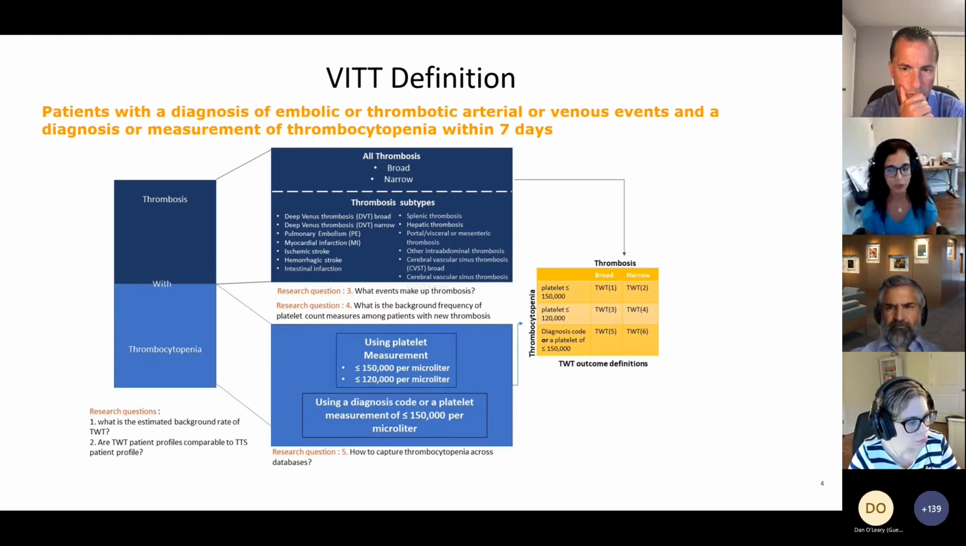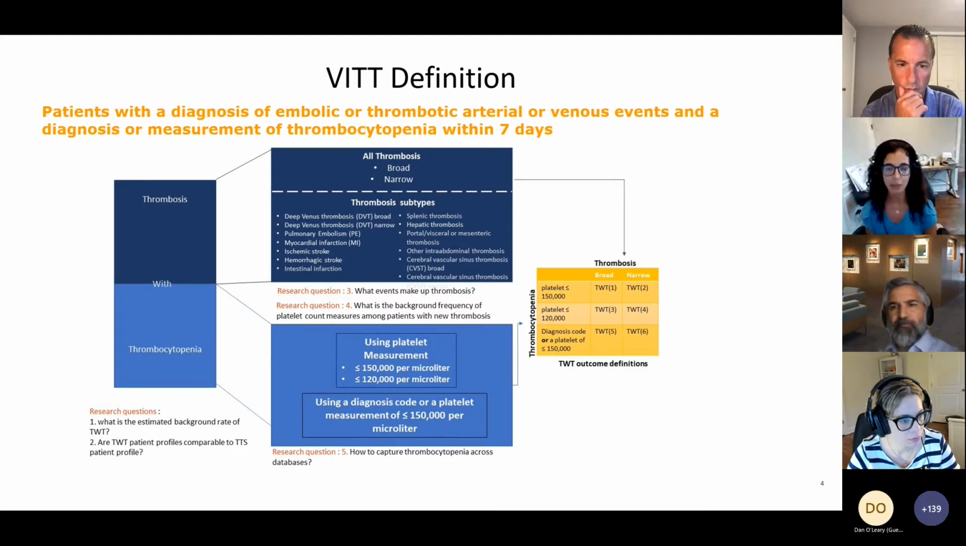So we identified research questions and tried to come up with alternative TWT definitions. And this diagram in front of you explains our theoretical thinking behind the research that we did. The first two main research questions that we had are: what is the estimated background of TWT? And are TWT patients' profiles that we observe in observational data compatible with TTS or VATT patients' profiles observed after the vaccine? Those are the two main things we wanted to answer.